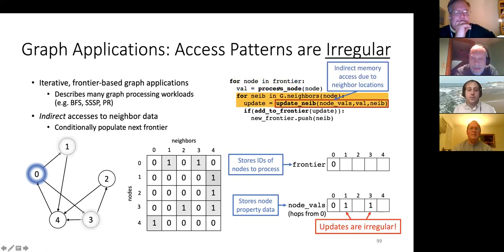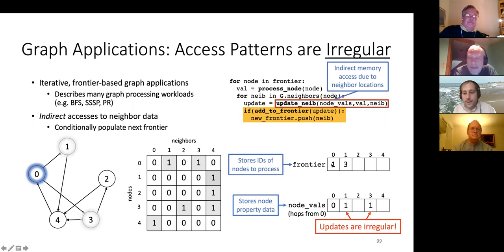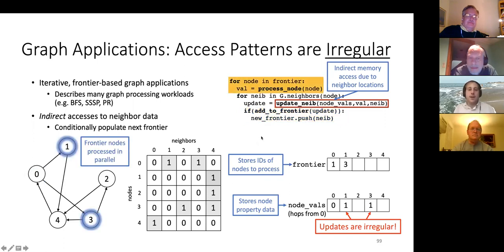Then you look at the different neighbors. One and three are neighbors to zero. You then have to go into the node values and update the values for node one and three. These are not necessarily consecutive, and in giant graphs like Instagram that have 1 billion nodes, these could be all over the place. After you update the neighbor, this is where the indirect memory access is. You check to see if you need to add those neighbors to the frontier to compute on the next iteration. So we do need to add those neighbors: one and three are added to the frontier and then we start the process over.